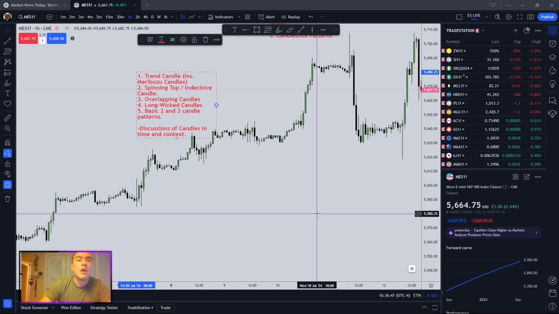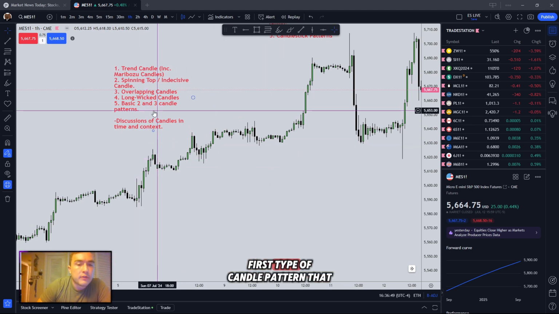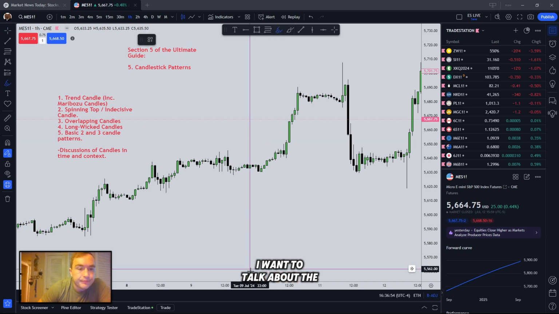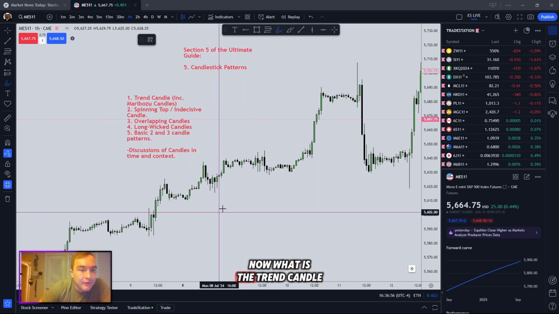Okay, guys. So the first type of candle pattern that I want to talk about is the trend candle. Now, what is the trend candle?